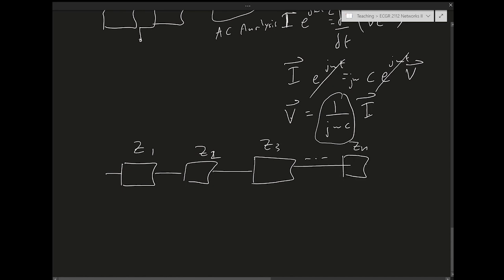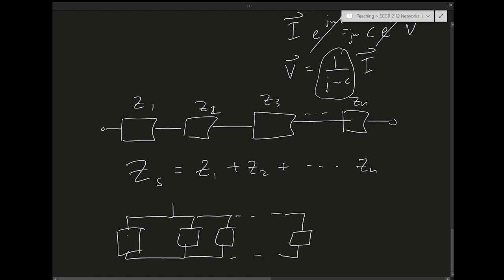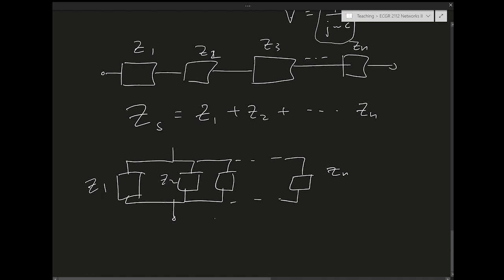All the way up to Zn, right? This equation still follows. Zs equals Z1 plus Z2 all the way to Zn. And then if you string impedances in parallel, from Z1 up to Z2 up to Zn, then the equivalent impedance of stringing them in parallel, we know the formula. It will be the same formula as in DC analysis. So 1 over Zp is going to be equal to 1 over Z1 plus 1 over Z2 all the way to 1 over Zn.